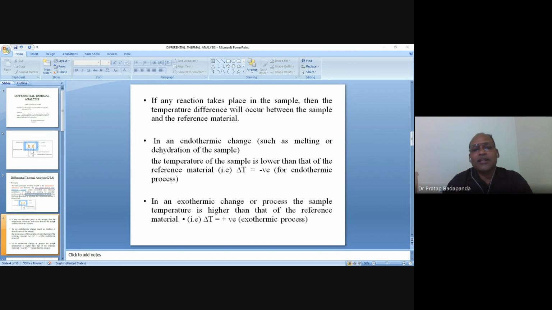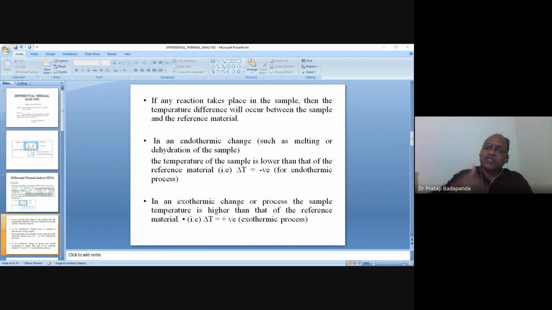So in the second condition, an endothermic change, such as melting or dehydration of the sample. As I told you, there are exothermic and endothermic reactions. An endothermic reaction means temperature is absorbed, right? In a chemical reaction, temperature is released or absorbed. It is not a matter of a single bit of temperature, but on the basis of how much temperature is absorbed and how much is released, we can say whether it is an endothermic or exothermic reaction.